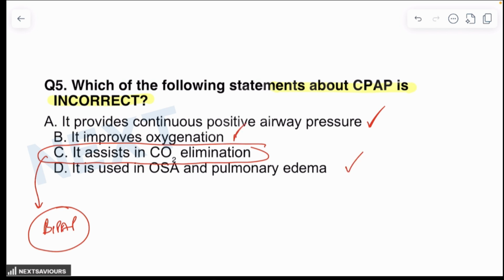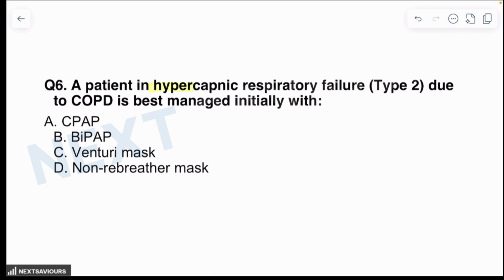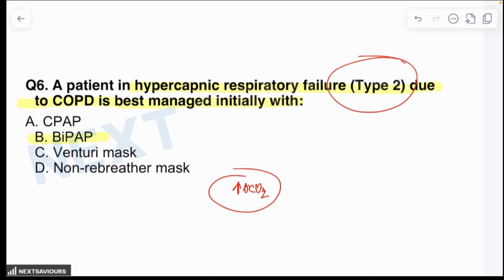OSA and pulmonary edema. A patient in hypercapnic respiratory failure, that is type 2, due to COPD is best managed initially with, then the answer for that question is BiPAP, because BiPAP provides inspiratory pressure support which improves ventilation and is responsible for flushing out the carbon dioxide, which is essential in case of type 2 respiratory failures. So BiPAP is the best answer for this question.